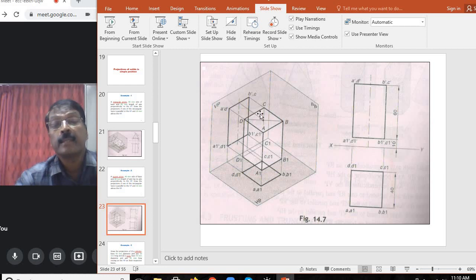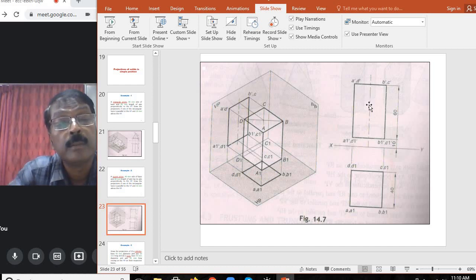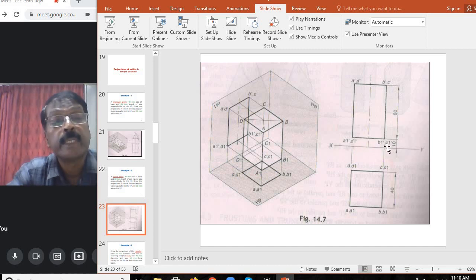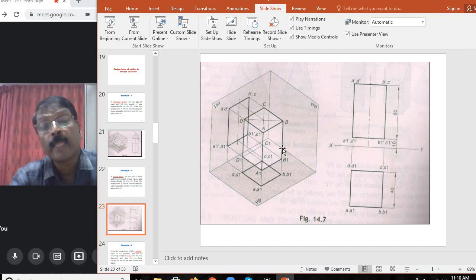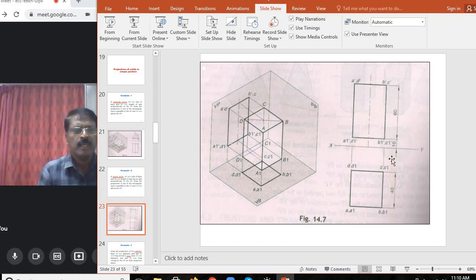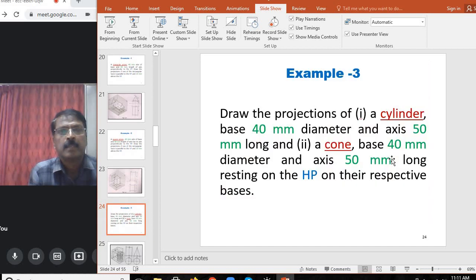We also have another face, the rear face, C, D, C1, D1. So we consider C dash, D dash, C1 dash, D1 dash. Even though it looks like a single rectangle, it represents two rectangles. One is A dash, B dash, A1 dash, B1 dash. On the rear side it is C dash, D dash, C1 dash, D1 dash. I think it is clear.